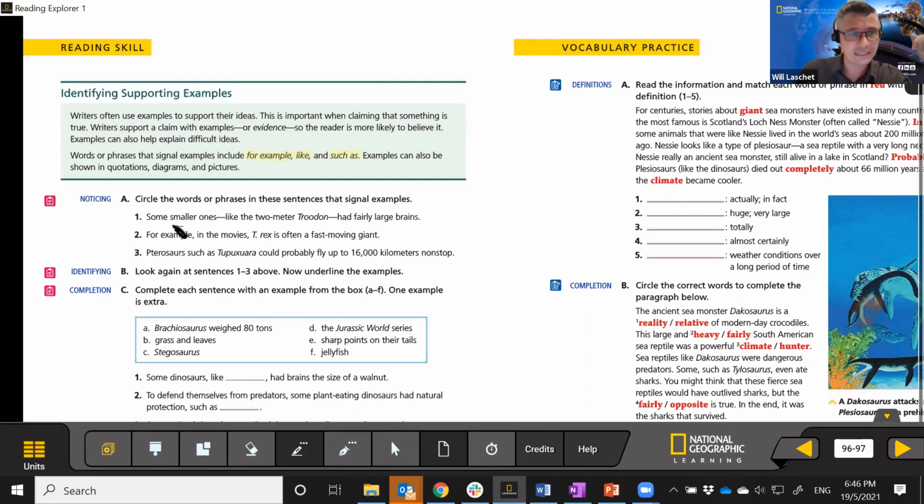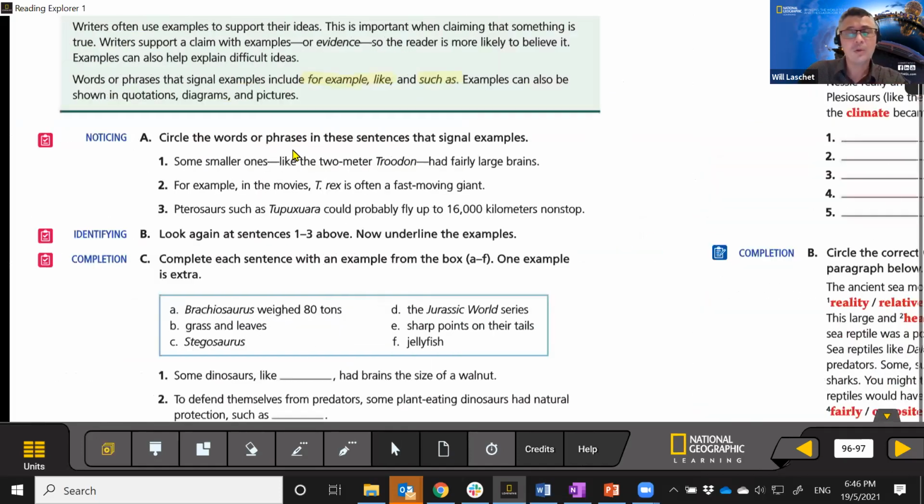So let's have a look at the first activity. It's asking us to circle the words or phrases that signal the example. So let me get my pen out. I'm going to use the green pen. And in this first example, can you find a word which is signaling the example? Okay, there we go. I'm going to draw a little circle around like. How about in number 2? Which words here are signaling that there's an example? Okay, we've got here, for example, there we go, very nice. And in the last one, pterosaurs, such as, there we go.